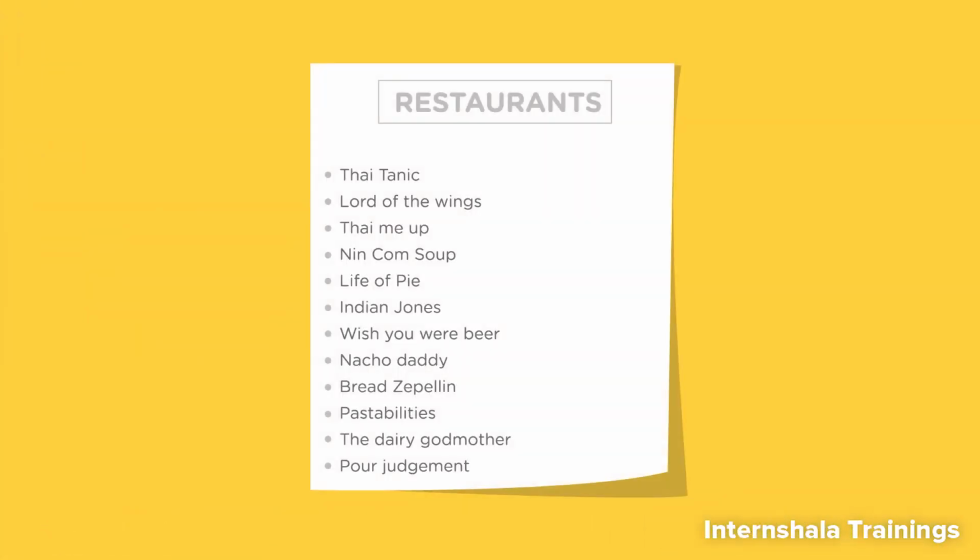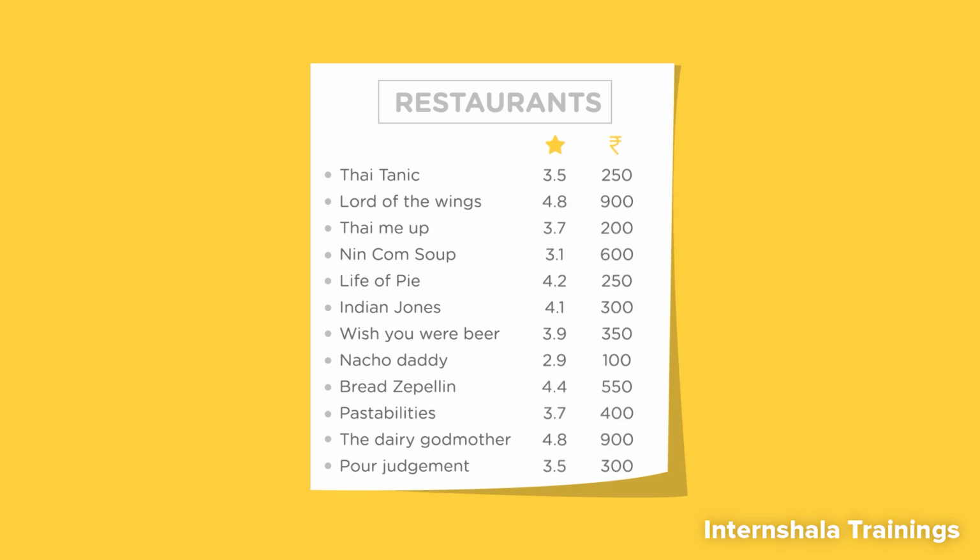Now let's say we want to create a list of restaurants and add all the restaurants in the city to this list. Now creating such a list can be a daunting task since all these restaurants will have a name, rating and cost per person. Now this task can be simplified by the use of classes and objects. So let us look at the problem statement.